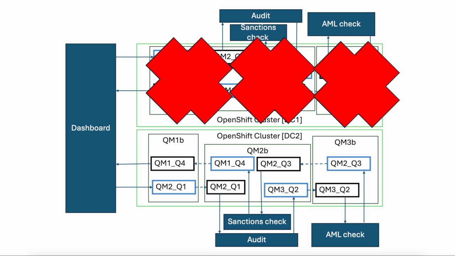We have shown that we can withstand service outages of individual components, such as client and queue managers, and while some messages are delayed, we do not lose messages.